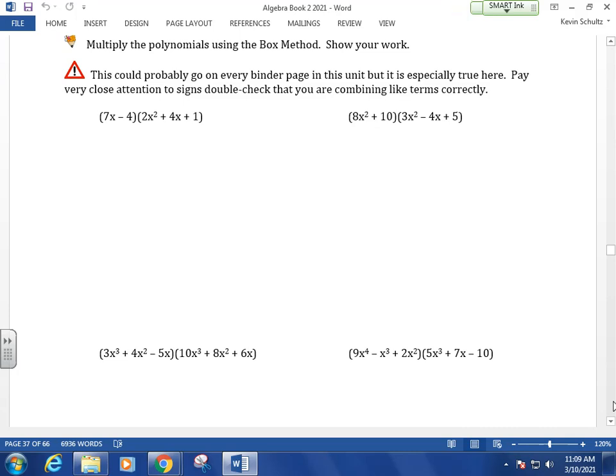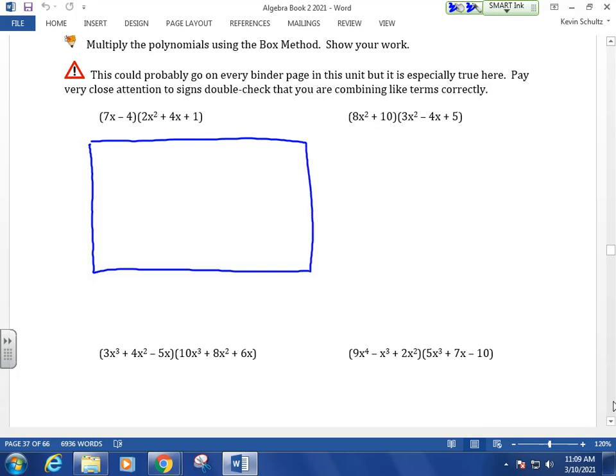Let's start with this one up top though. 7x minus 4 times 2x squared plus 4x plus 1. What dimension box am I going to need to make for this, Brent? A 2 by 3. Does it matter whether it goes 3 vertical or 3 horizontal? No. I'm going to make mine go 3 horizontal though, just so I have a little more space. No reason to try and squish everything in a small space. Make your box nice and big.